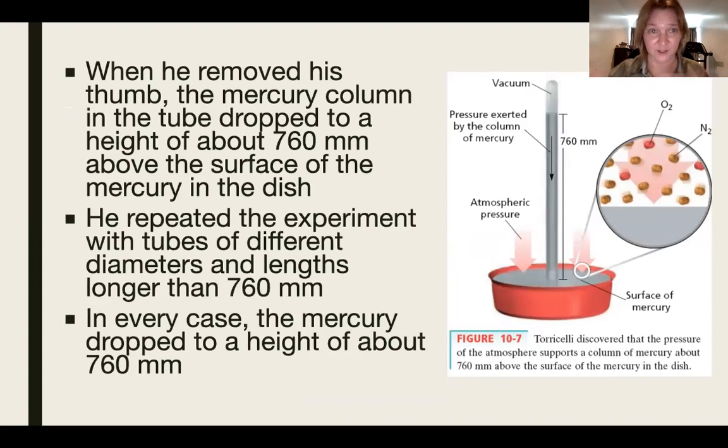When he removed his thumb, the mercury column in the tube dropped to a height of 760 millimeters above the surface of the mercury in the dish. He repeated the experiments with tubes of different diameters and lengths longer than 760, and in every single case, the mercury dropped to a height of 760. So the importance of this experiment is that he discovered that atmospheric pressure was what we call 760 millimeters of mercury, or 760 torr.